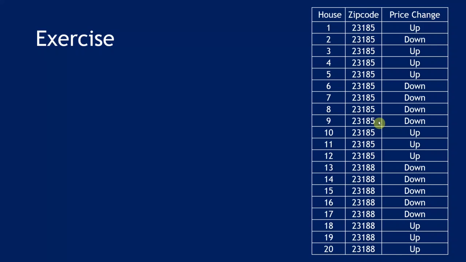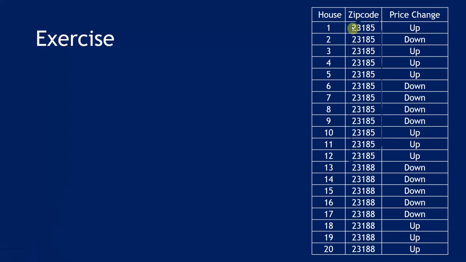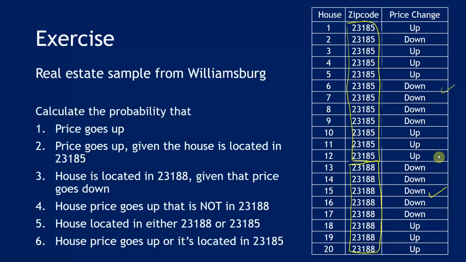So here's a data set of 20 houses in the Williamsburg region in 2 different zip codes, 23185. You see this first set over here is a bunch of houses in the first zip code. These are 23185 houses. There are 12 of them, and then we have 8 in 23188. And we also recorded whether the price went up or down. Some of them went up, some of them went down. So you have these 20 records as well.